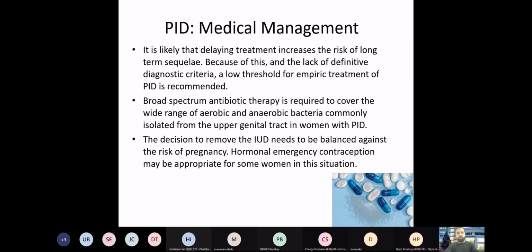And the decision to remove the IUD needs to be balanced against the risk of pregnancy, especially in women who have had unprotected sex in the last 7 days. And in those cases, hormonal emergency contraception can be appropriate.